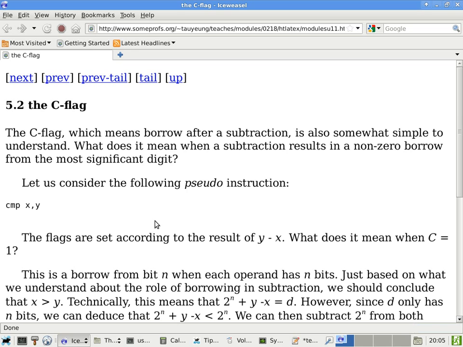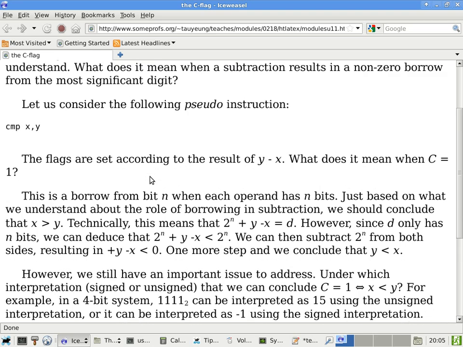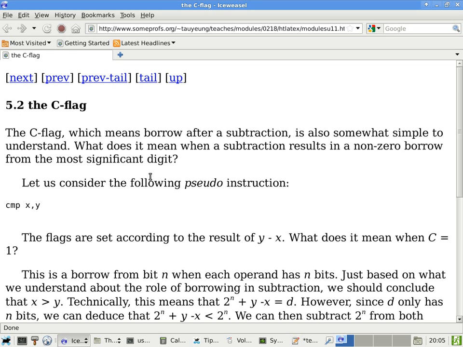Let's look at the C flag. Now you can see the slide for the C flag is a little bit longer than the Z flag. So let's find out what it does. The C flag, which means borrow, remember the C and B are exactly the same thing physically. It is somewhat simple to understand, but at the same time, it's also not so simple to understand.